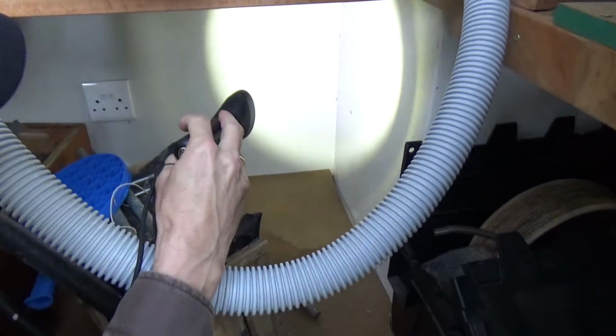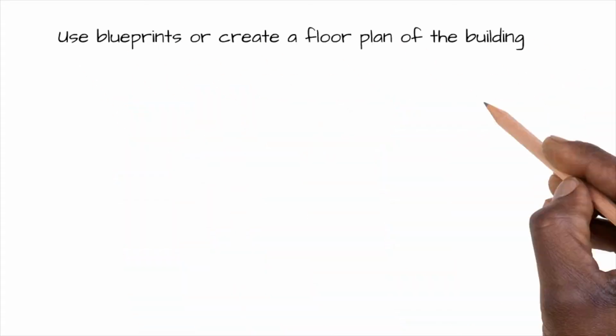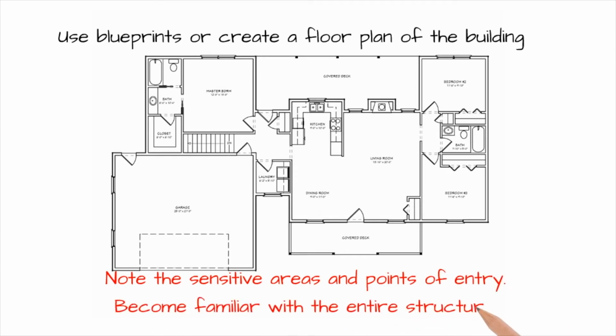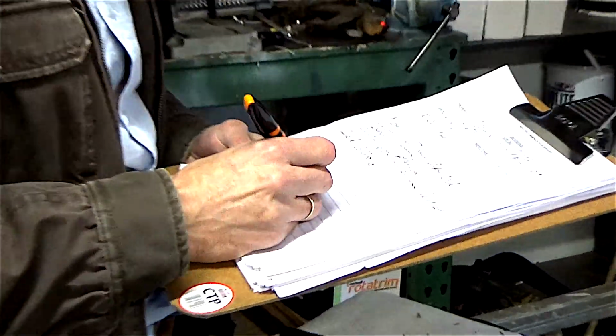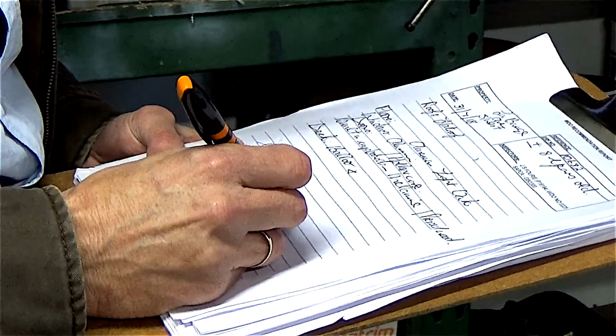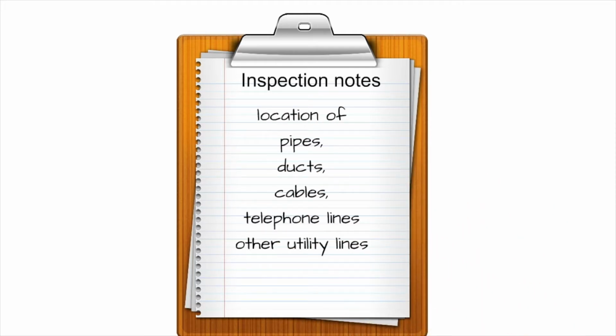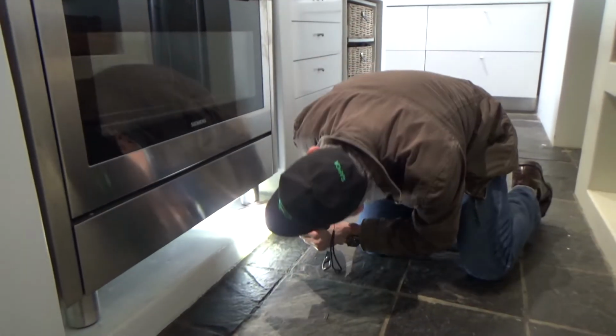Visual inspection. No area in a structure should be excluded from inspection. You should have access to all areas. Use blueprints or create a floor plan of the building showing all rooms, sensitive areas, points of entry, etc., and become familiar with the entire structure. Record any evidence of pests and related information that may prove useful. For example, noting the location of pipes, ducts, cables, telephone lines, and all other utility lines leading into the structure. Make special notes on kitchen and bathroom areas.